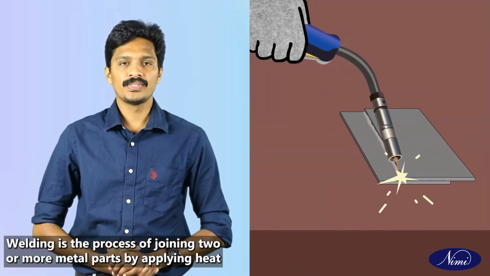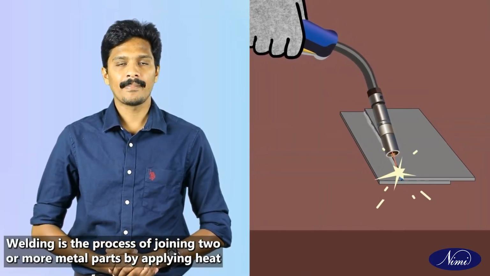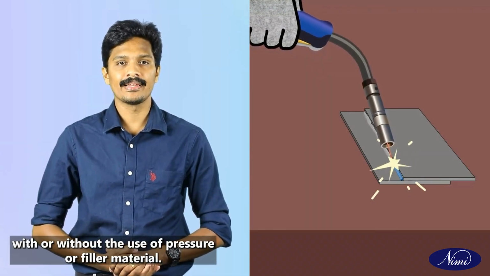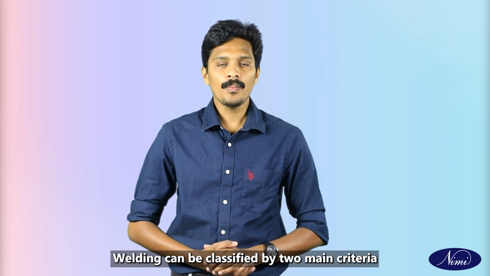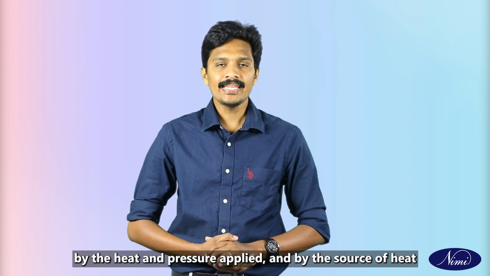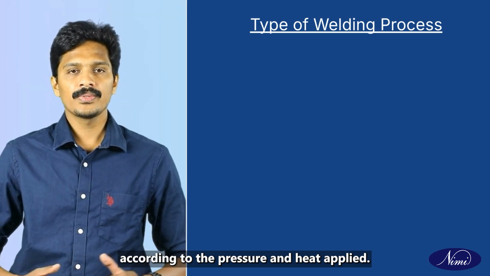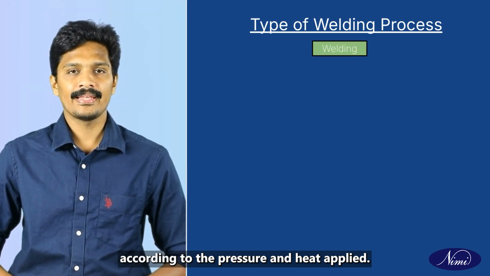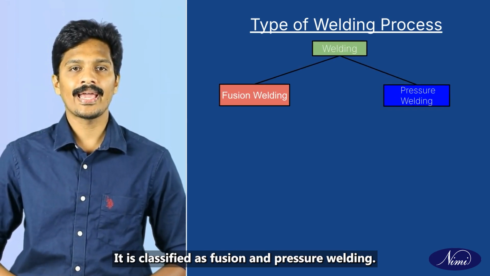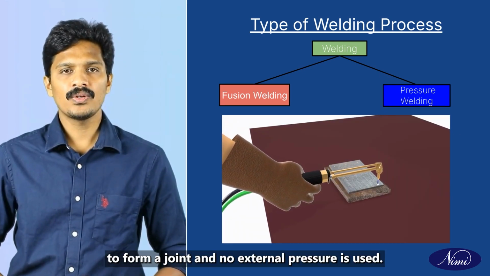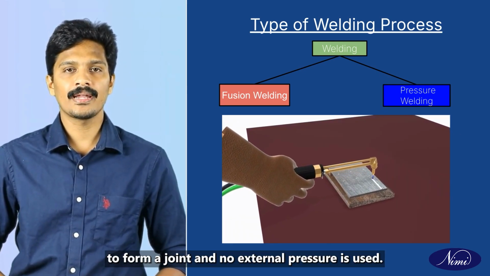Welding is the process of joining two or more metal parts by applying heat with or without the use of pressure or filler material. Welding can be classified by two main criteria: by the heat and pressure applied and by the source of heat. According to the pressure and heat applied, it is classified as fusion and pressure welding. In fusion welding, the metal edges are melted to form a joint and no external pressure is used.